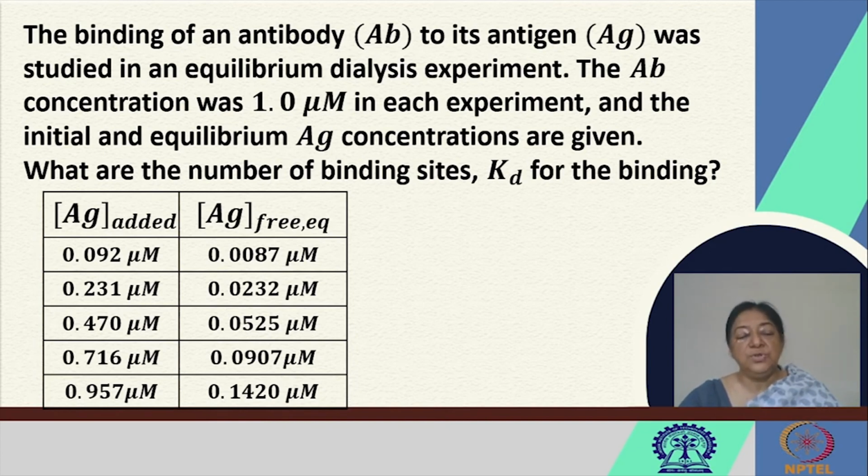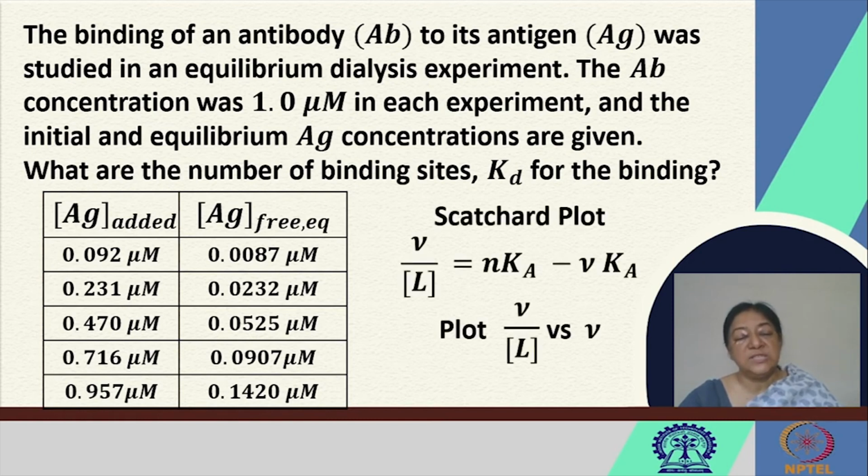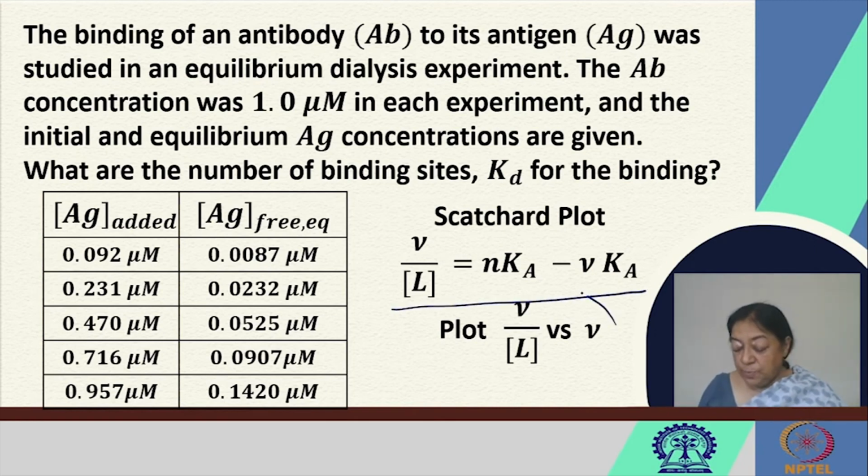Now, to do this, we need to plot a Scatchard plot, as we have learnt in one of the previous lectures. What we have is this linear equation, and we have to plot nu by L versus nu, from the slope of which we will get the value of minus Ka. So this is what we are plotting.